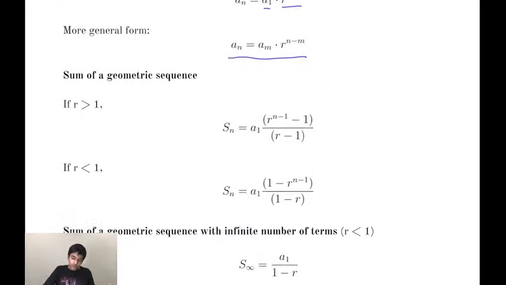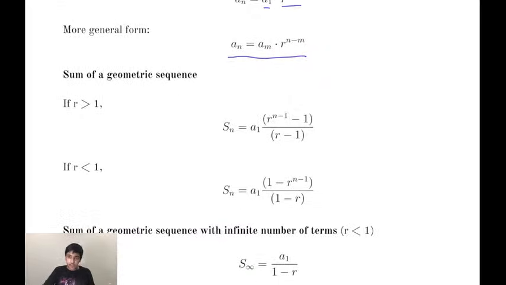And the sum of a geometric sequence. Okay, so the sum of a geometric sequence is going to be the first term times r to the n minus 1, over r minus 1, if r is greater than 1, and if r is less than 1, it's going to be a1 times 1 minus r to the n, over 1 minus r. And if you notice, these expressions are the same thing, except that we can avoid negatives when we use the different forms. So we don't have to deal with negative numbers.